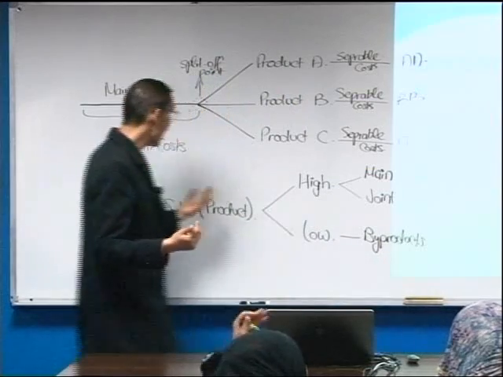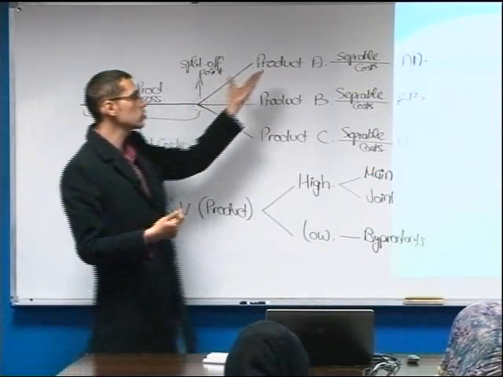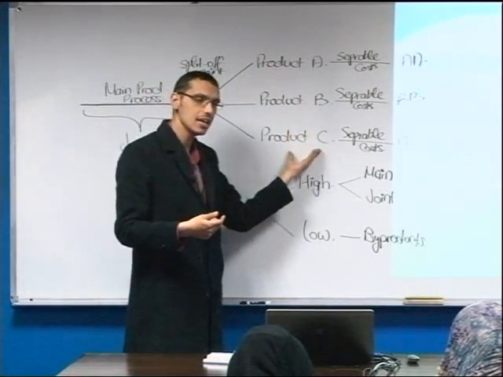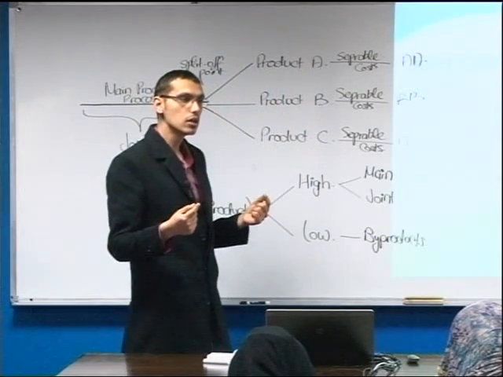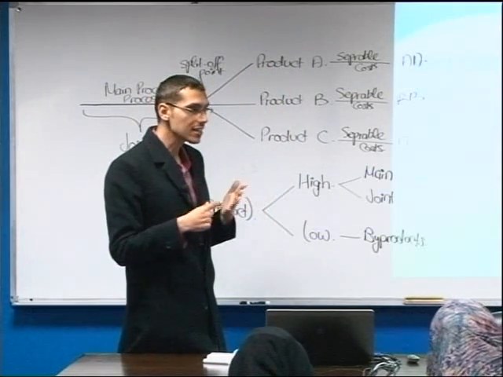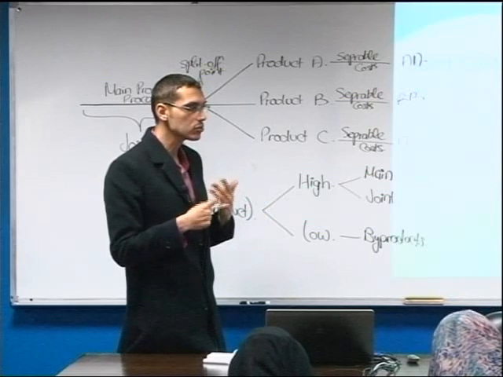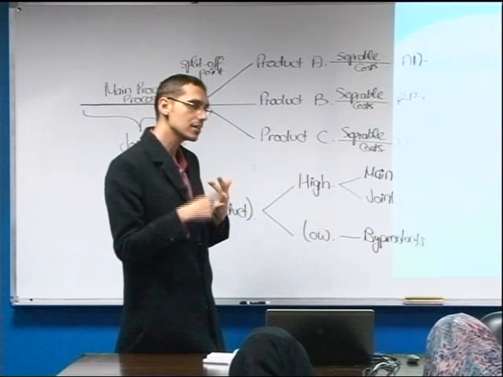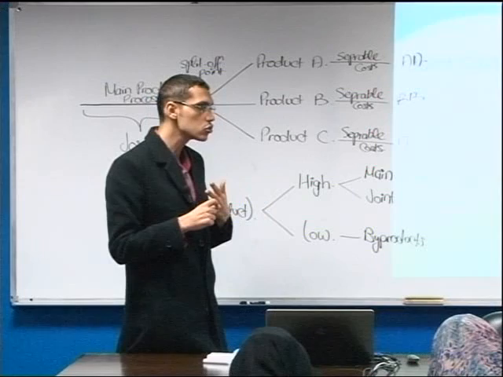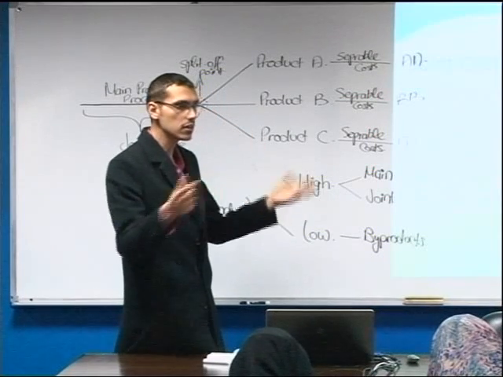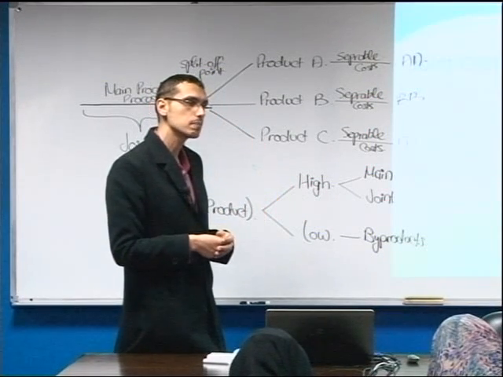Therefore, we need to allocate the joint cost onto product A, product B and product C in order, first of all, to designate the ending inventory amount in the balance sheet, and to designate the amount of cost of goods sold of these products within a year in the income statement.